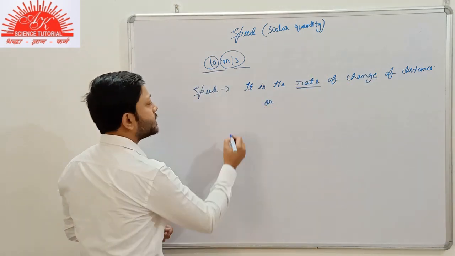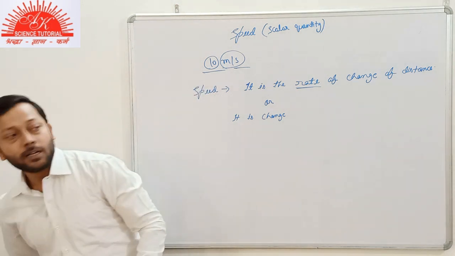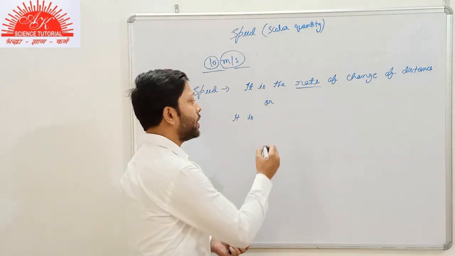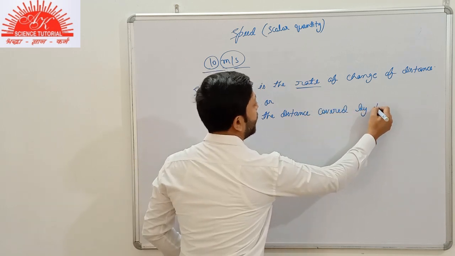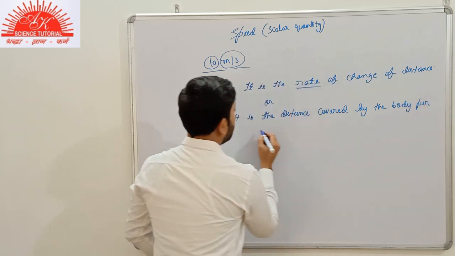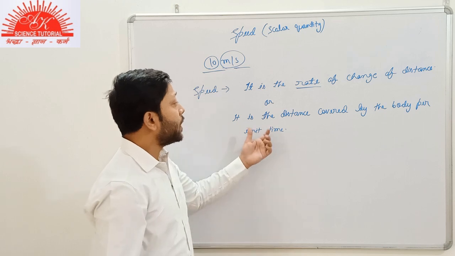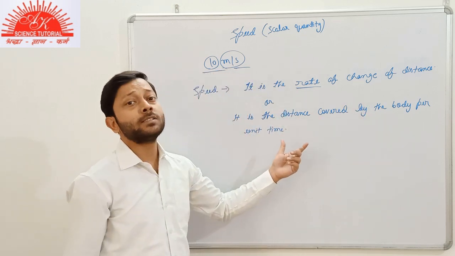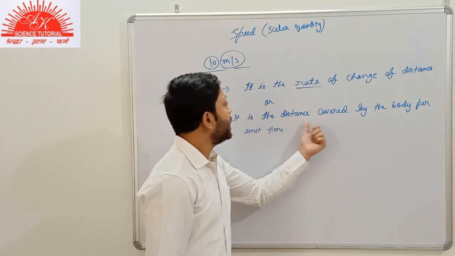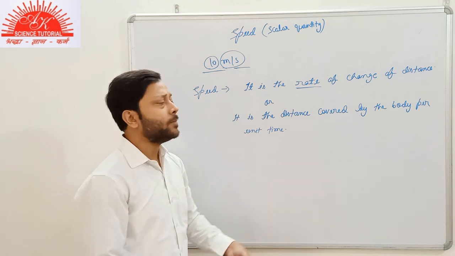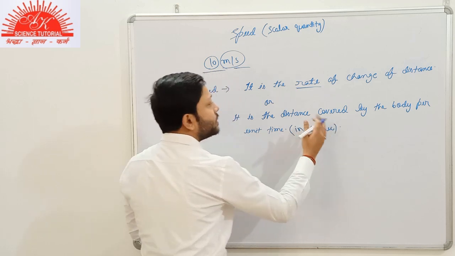So we can also state that speed is the distance covered by the body per unit time. Now, the term unit means one. It means that we are talking about the distance covered by the body in 1 second. You know about the SI system. The SI unit for time is second. So what is the statement here? It is the distance covered by the body per unit time, or you can also write, it is the distance covered by the body in 1 second. So this is about speed.